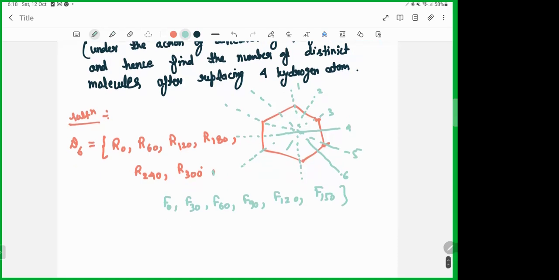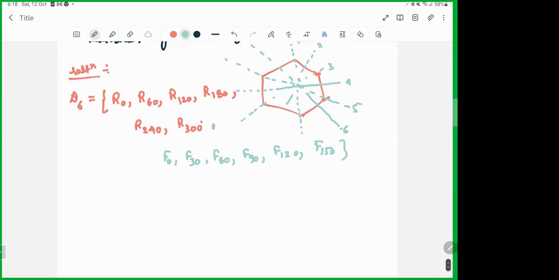So now can you see what we have to do first? We have to find the cycle index polynomial. Then we can replace x1 by hydrogen plus chlorine, and so on. So what is its cycle index polynomial? We need to find the cycle index monomial first. So what is ZR0, rotation along 0 degrees? That is the identity, it will contain six one-cycles.